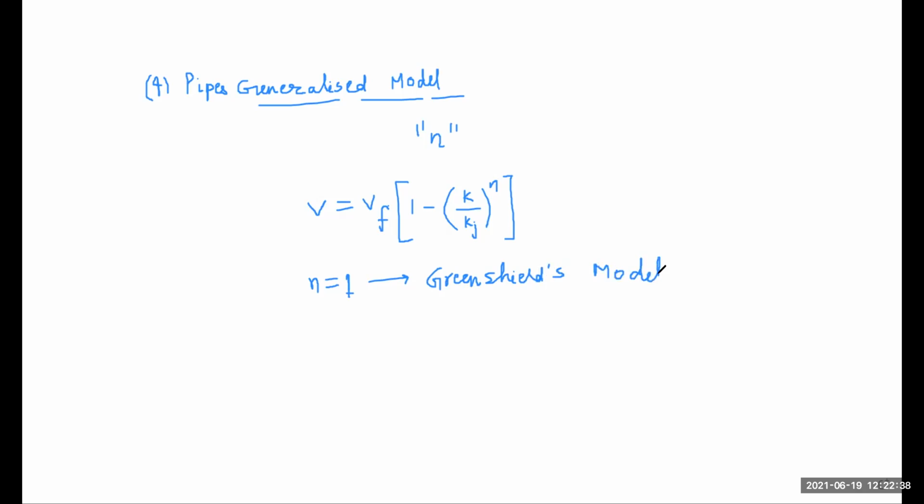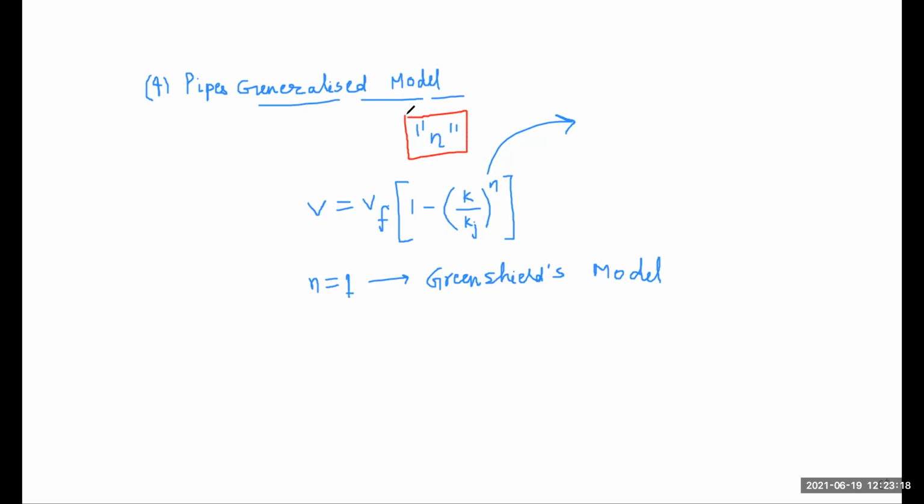So thus, by varying the value of n, families of models can be developed. When we vary the value of n, we get another model. If we take n equal to 1, we get the Greenshields model. If n is equal to 2, then we get another model. In the same manner different models can be developed. So basically, in Pipes' generalized model, the modeling approach is generalized by introducing a new parameter, n.